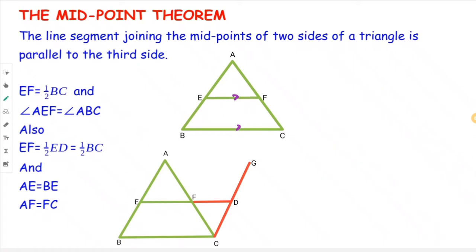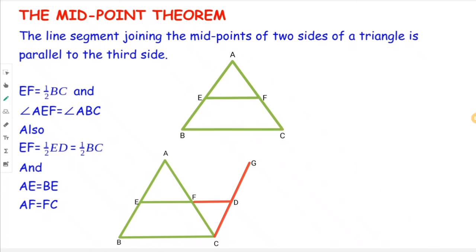And once again, because these two are the midpoints, AE should be equal to EB and also AF should be equal to FC, right? Midpoint. The last thing you have to understand is that EF is half times BC. So for example, if the question gave us BC to be equal to 8, then this will simply be 4, half times. So that is what the midpoint theorem states.